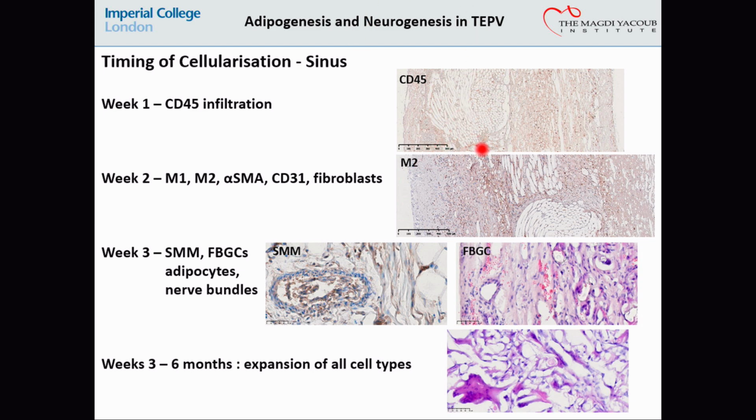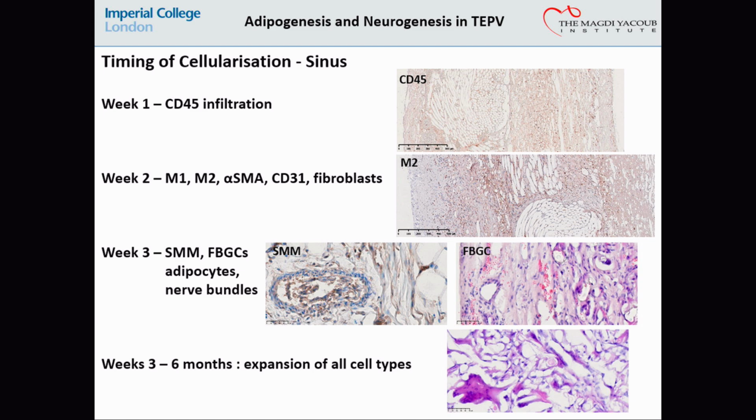Now, these images are all orientated with the luminal side on the right and the abluminal side on the left, so if you bear that in mind. By week 2, we have abundant cells within our scaffold. This is the knit right in the middle of our scaffold. So we have M1 and M2 macrophages. We have a lot of cells expressing alpha SMA, CD31, and we have a lot of fibroblasts.